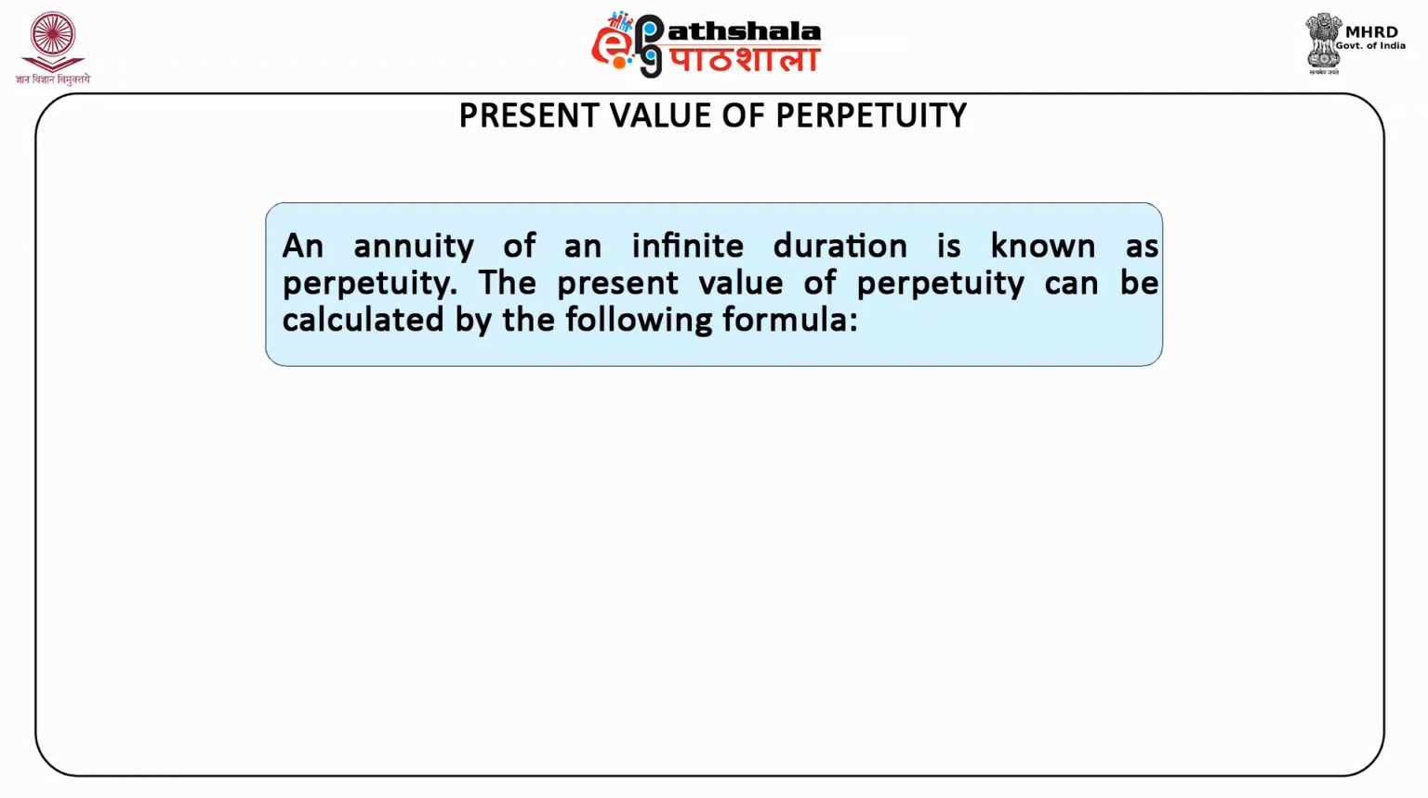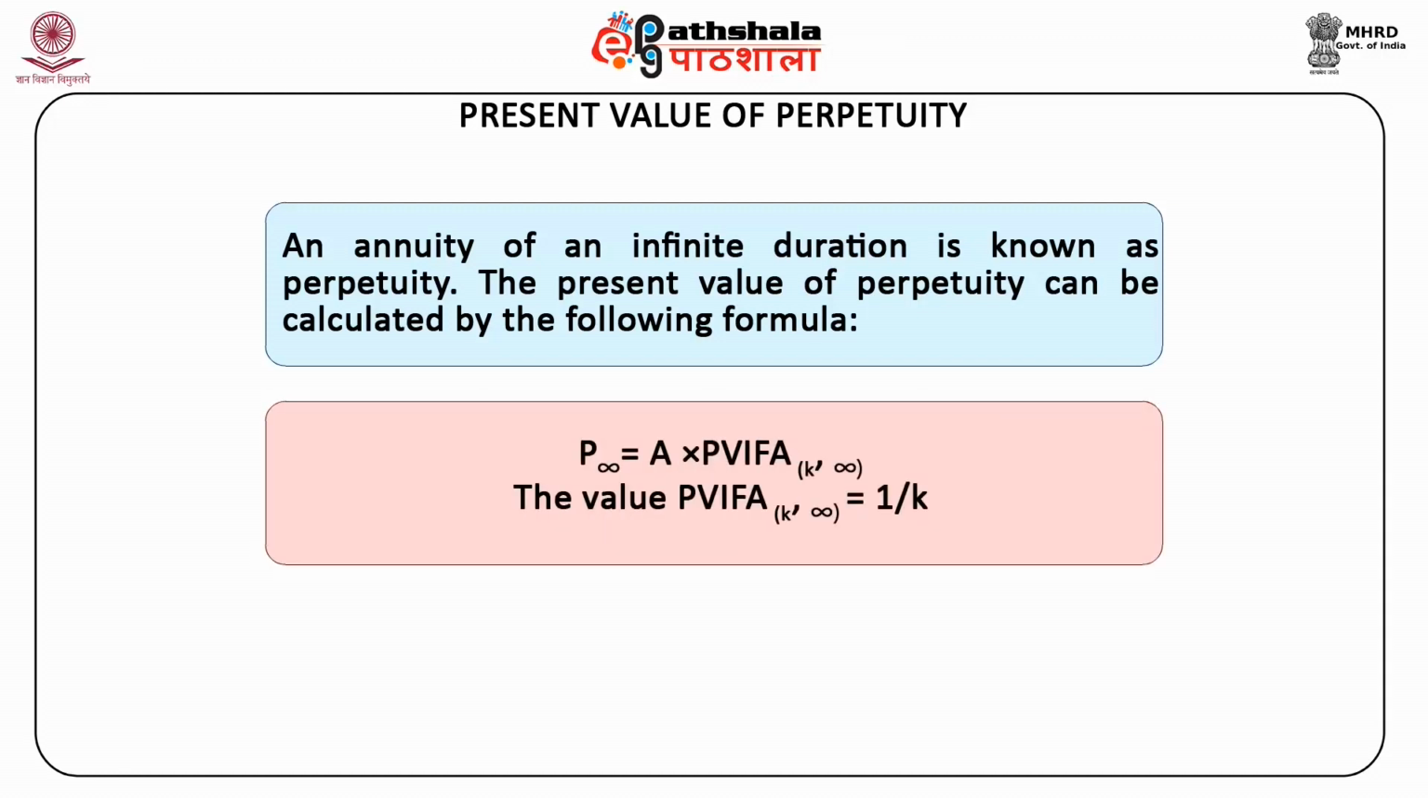The present value of perpetuity can be calculated by the following formula. P infinite is equal to A into PVIFA K infinite. The value of PVIFA K infinite is equal to 1 upon K. Thus, the present value of perpetuity is equal to the constant annual payment divided by the interest rate expressed in decimal form. For example, if an individual buys British-issued bonds known as consols from the British government, the bondholder will earn an annual interest payment forever.